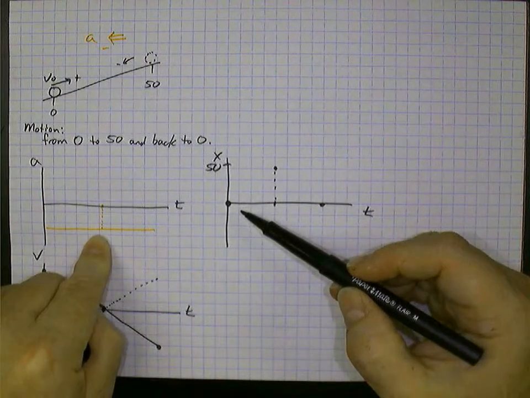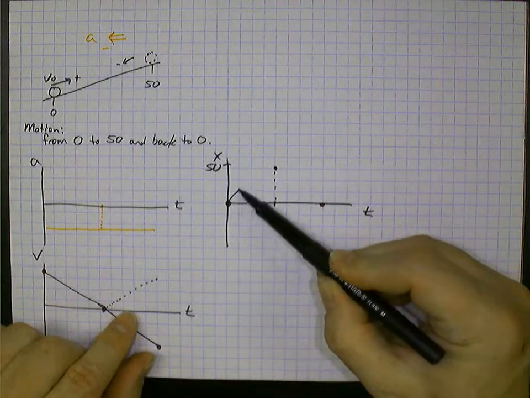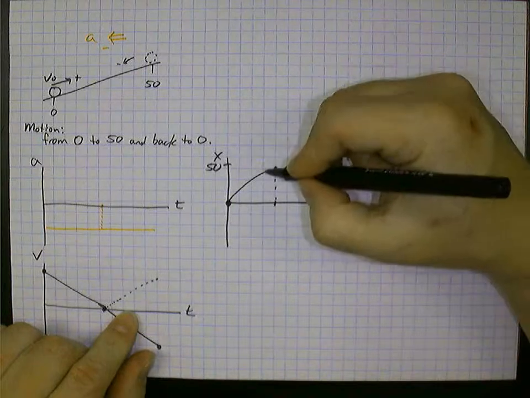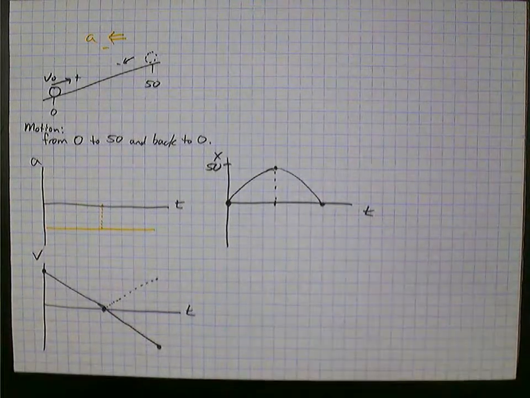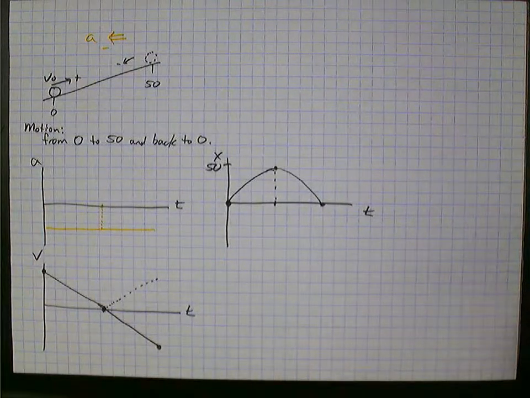This is a negative acceleration, so I should have a concave down parabola. Should be flat right there, and then curve back down. I'm not very good at drawing parabolas by hand, but that is the basic shape of what you would get.